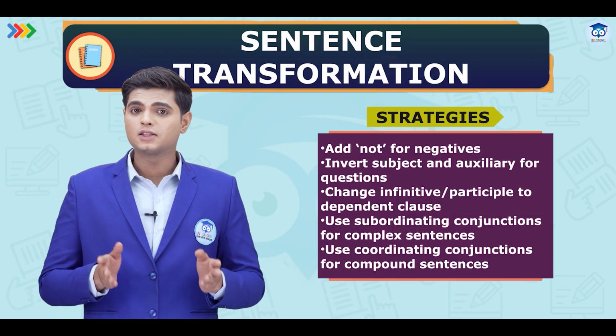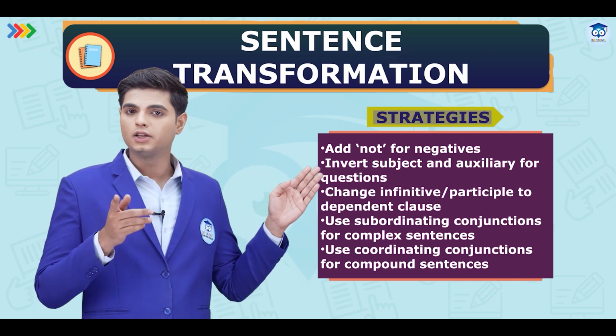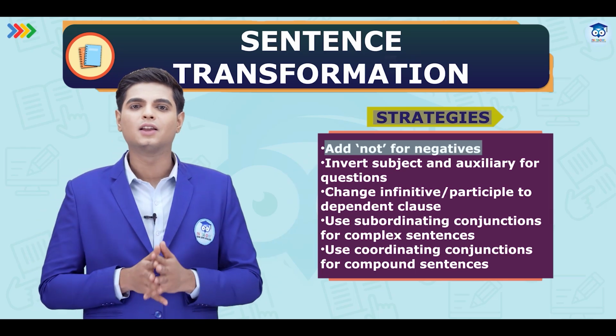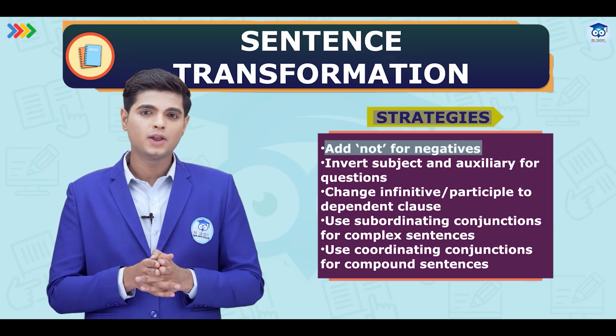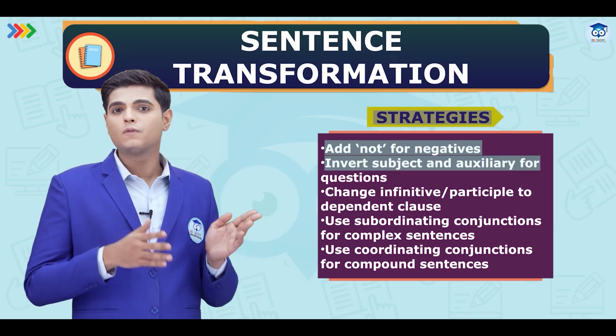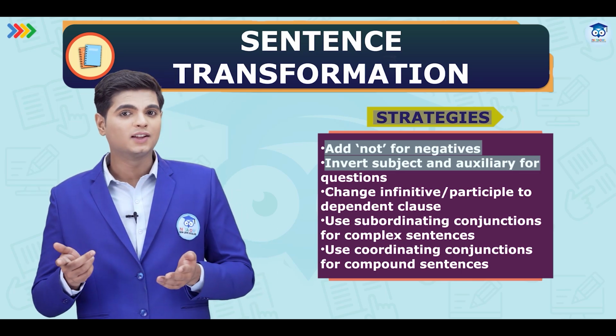To transform sentences effectively, here are some useful strategies. Firstly, add not for negatives to make a sentence negative correctly. Secondly, when forming questions, invert subject and auxiliary verbs. For example, she's coming becomes is she coming?